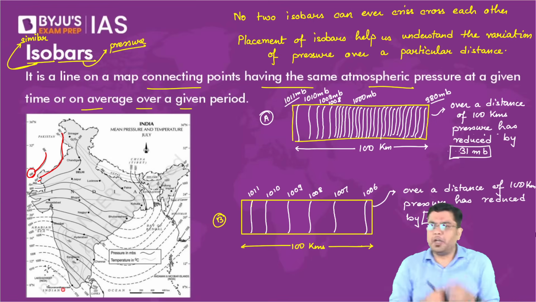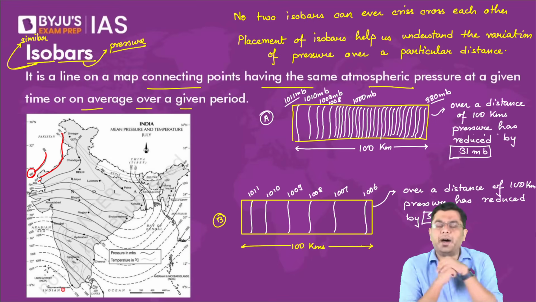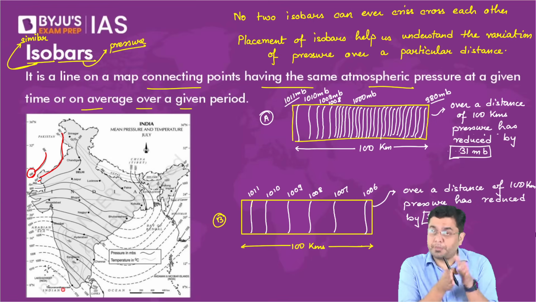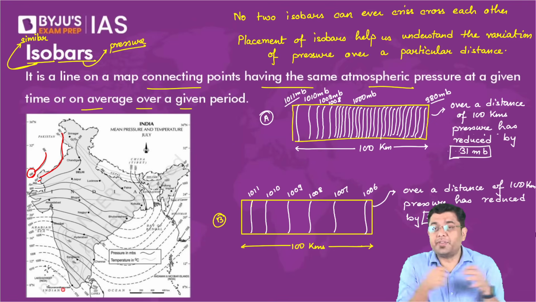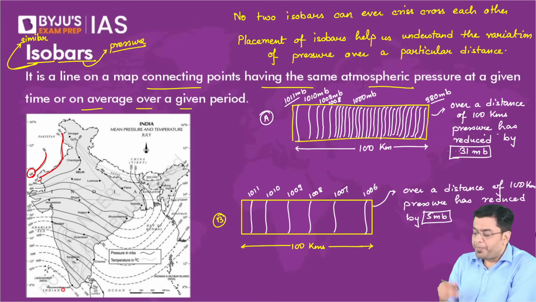So we can conclude that if the isobars are placed very close to each other, that means the pressure is changing very rapidly. If the isobars are far away from each other, that indicates the pressure is changing very gradually. This is what represents the placement of the isobars and the depiction of the variation in pressure.